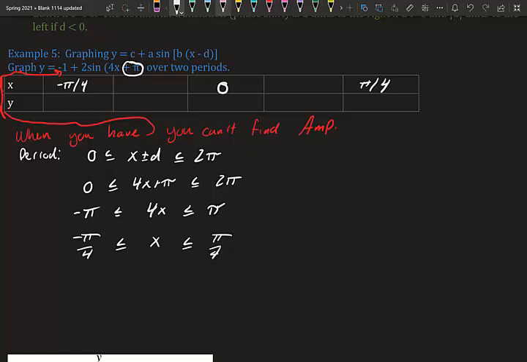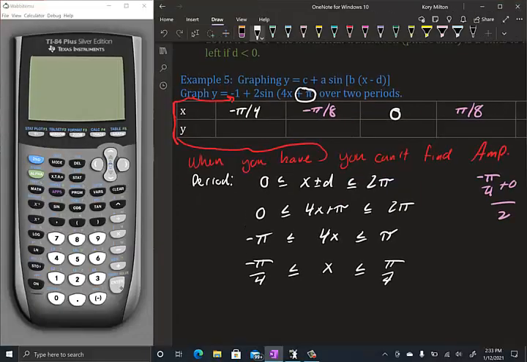So let's find our first quarter point. We do negative pi over 4 plus 0 over 2, that's negative pi over 8. And since we have negative and positive versions on opposite sides of each other, this is going to be pi over 8. So now we're going to use our calculator to find the first one, and then from there we can just do it all on our own.